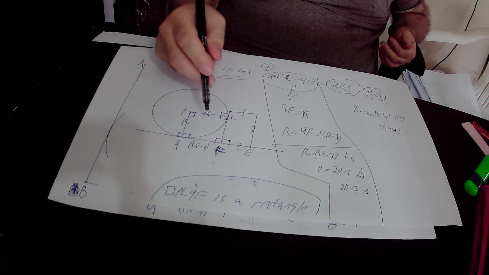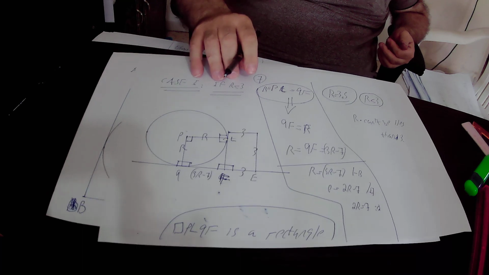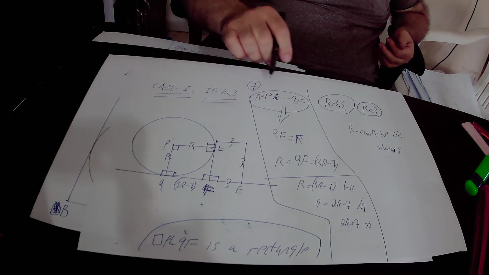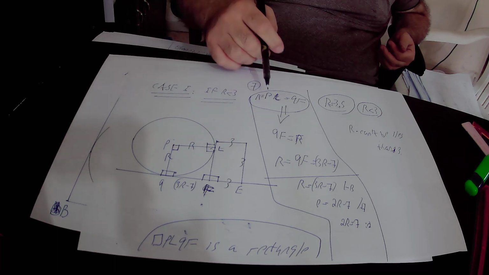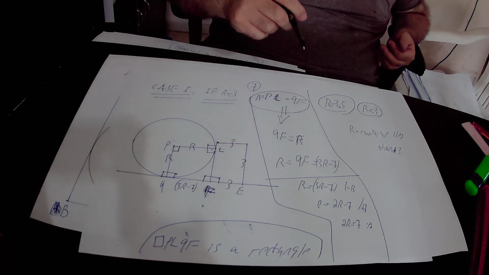And we know that the opposite sides of a rectangle are equal to each other. That is to say, PL is equal to QF. PL equals QF.